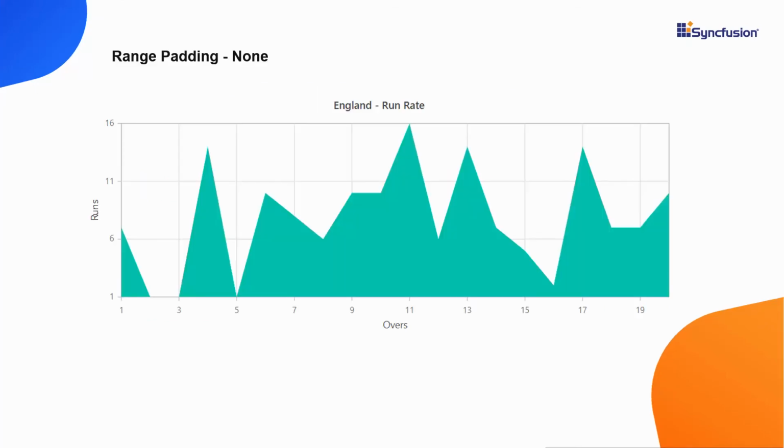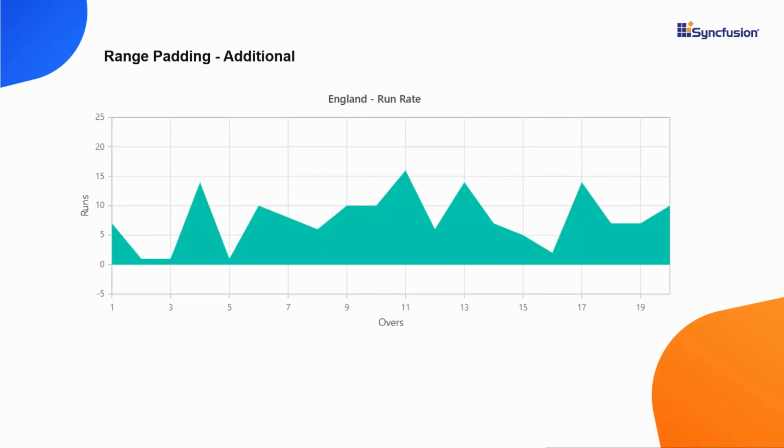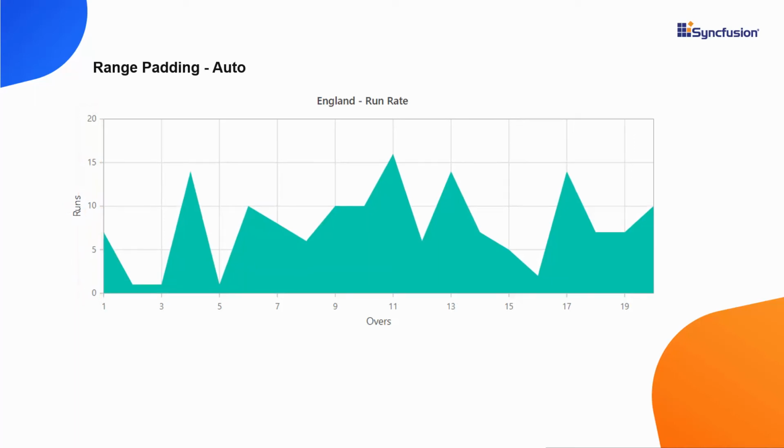In the first option, none, the minimum and maximum of the axis range is based on the data. In the second option, round, the minimum and maximum extremes of the range are rounded to the nearest possible value, divisible by the interval. The next option is additional, in which the interval of the axis will be padded to the minimum and maximum extremes of the axis. For normal, the padding will be applied to the minimum and maximum of the axis, based on default range calculation. In the final option, auto, normal padding is applied to the vertical numeric axis, and there is no padding in the horizontal axis.